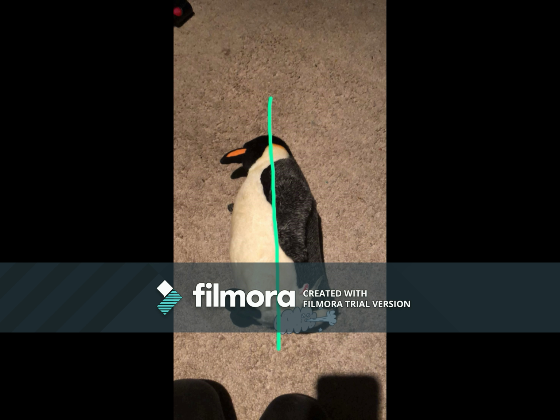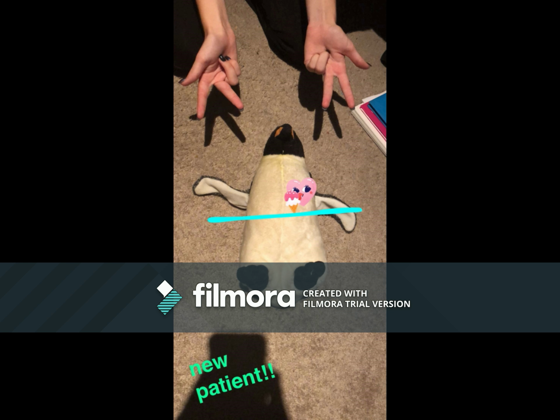Next, we have the frontal plane, which divides the body into front and back parts. Finally, we have the transverse plane, which divides the body into top and bottom halves at the waist.